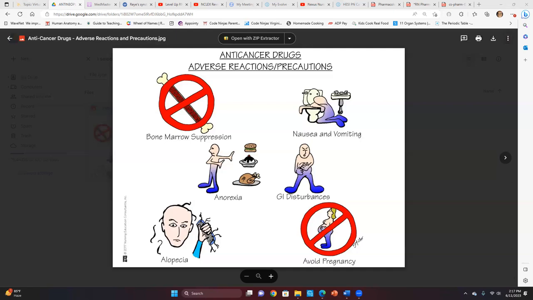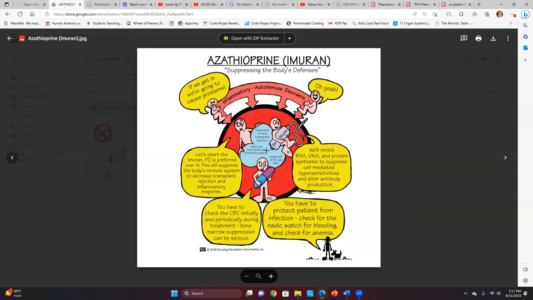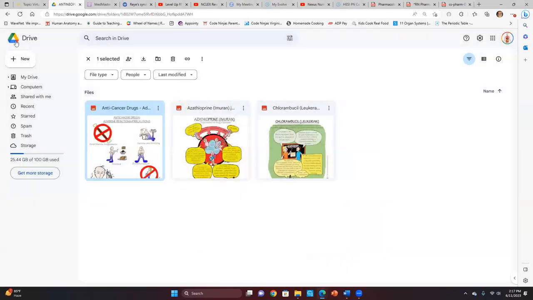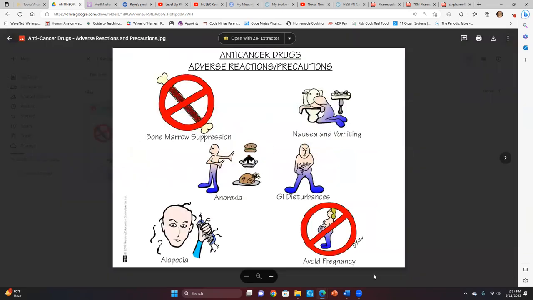Now, for any of these antineoplastics that we're talking about, don't assign a nurse that is pregnant or breastfeeding to these patients. And patients that are taking this need to increase their fluids to 2 to 3 liters per day. Chemotherapy is excreted through the urine.